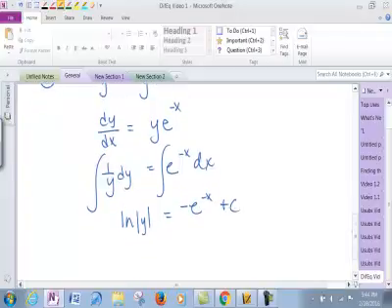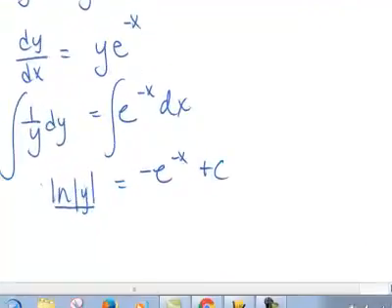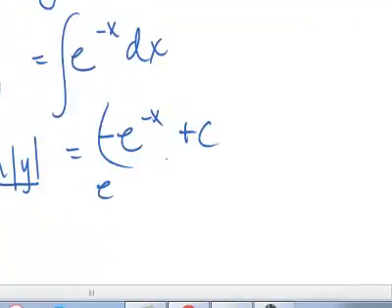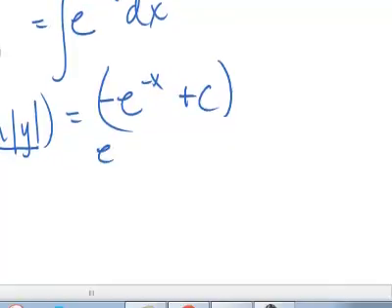Okay? And so the way, if we are solving for y, and y is the argument of a natural log, then what we do to both sides is we make each side the power of e. Okay, so we're going to take e to the natural log of y, and we're going to take e to the negative e to the negative x plus c. So what happens here is we get y, and what happens here is we get e to the negative e to the negative x times e to the c.